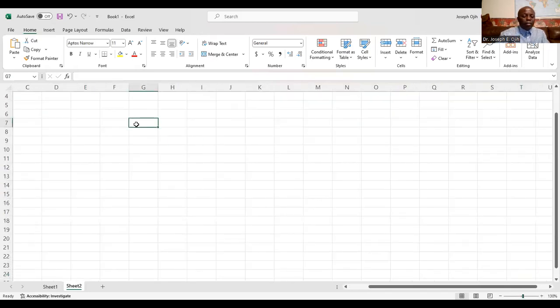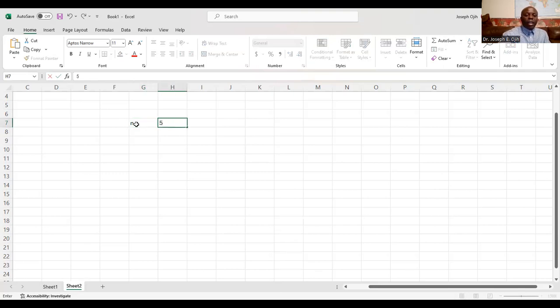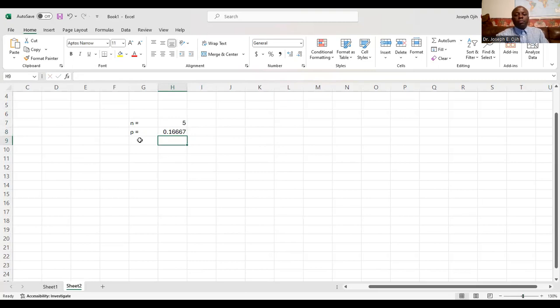So you have n. N equals 5, because it was tossed 5 times. And p is 1 over 6, right? Because for the dice it's 1 out of 6 chances. So put an equal sign and do 1 divided by 6, then press the enter key to give you the result here.